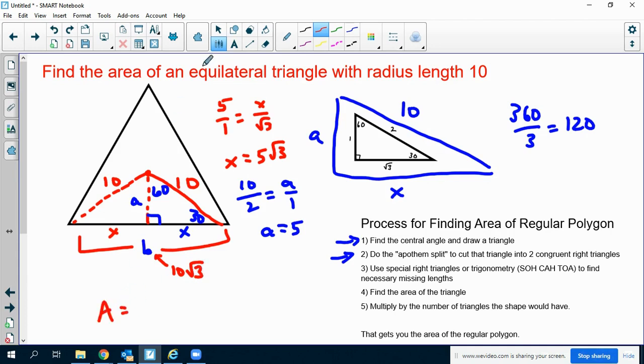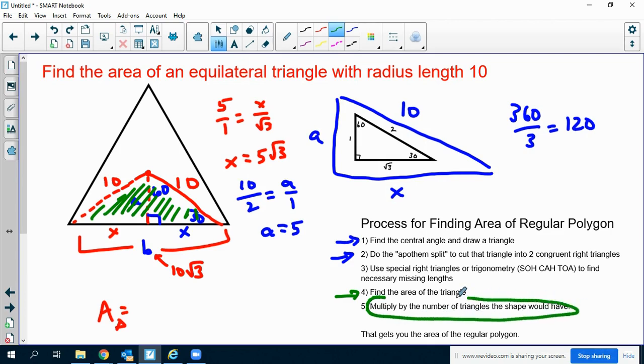So now we're going to find the area of one of these triangles. That's going to be step 4. And then when we're done with that, we're going to multiply that by 3 because that's the number of triangles the shape would have. And that's going to end up getting me my final answer. So 1/2 times the apothem length, which is 5, times the base, which is 10 root 3. That gives me 10 divided by 2 is 5, times 5 is 25, square root of 3. That's one of these triangles.